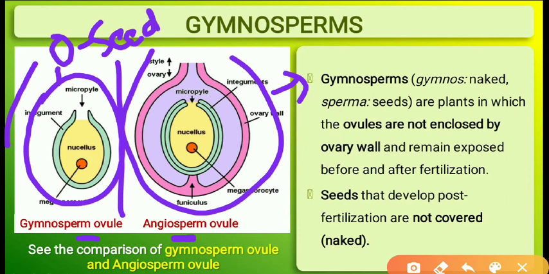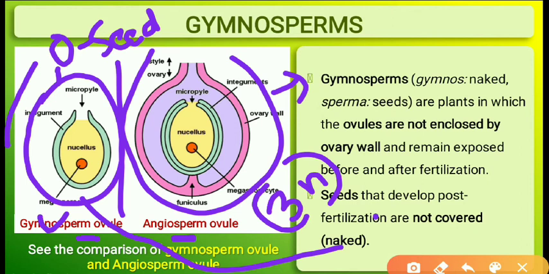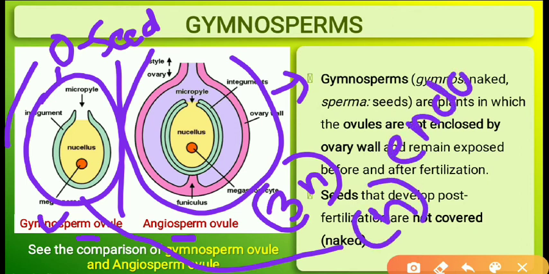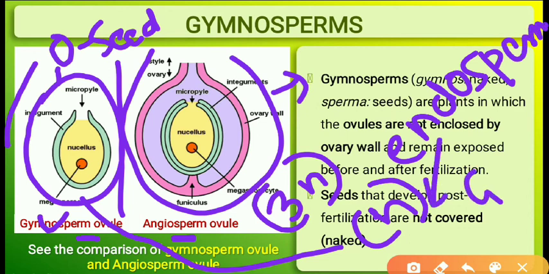In angiosperms, double fertilization takes place, while in gymnosperms there is only single fertilization. In angiosperms, the endosperm formed after double fertilization is triploid, while in gymnosperms the endosperm is formed before fertilization and it is haploid. Remember this.